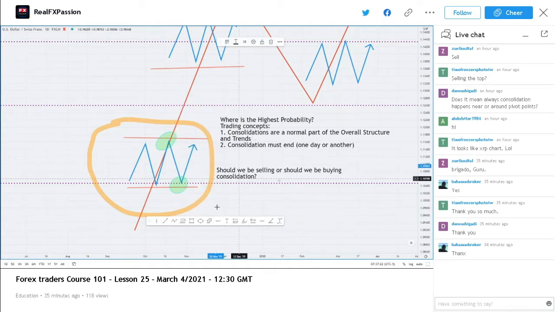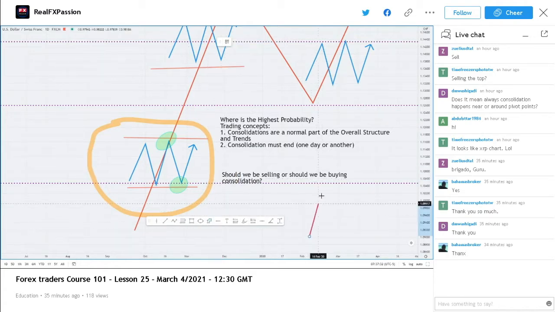Remember, everybody, don't be shy, don't be scared. There is no right or wrong. We are here to talk. So let's make a poll, everybody. Remember, there is no right or wrong. So 1, 2, 3, 4, we confirm the consolidation. Should we be buying this consolidation, or should we be selling this consolidation?